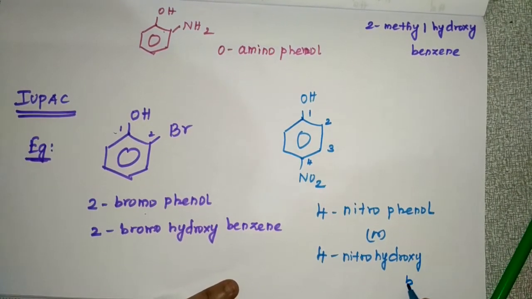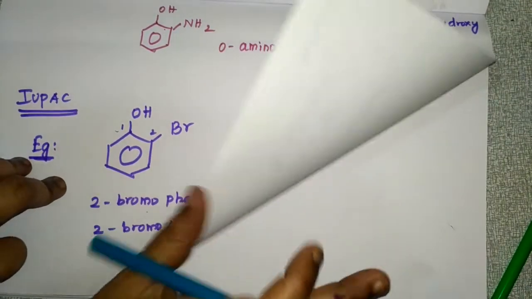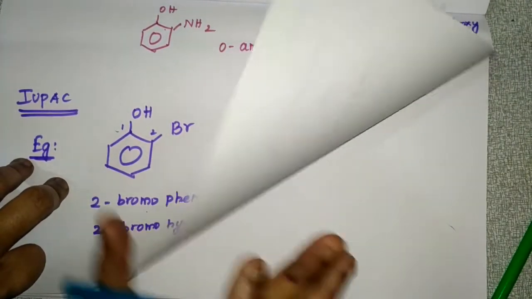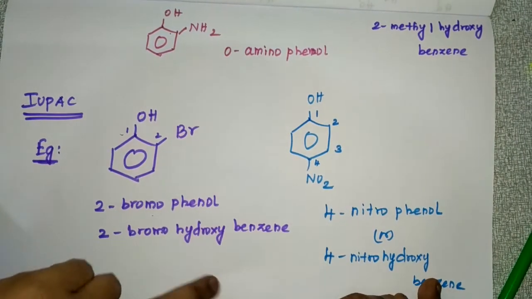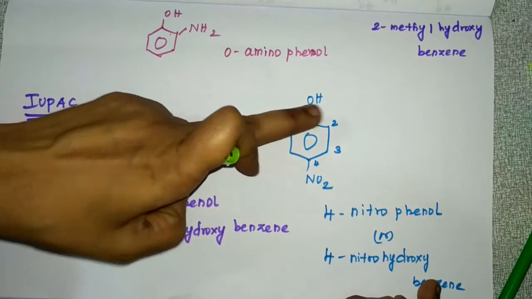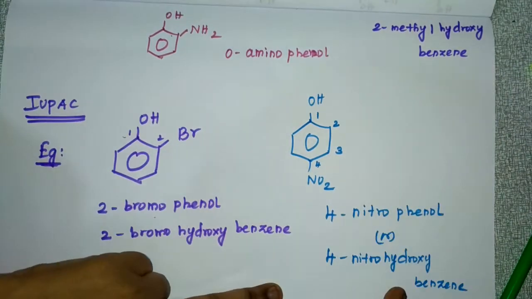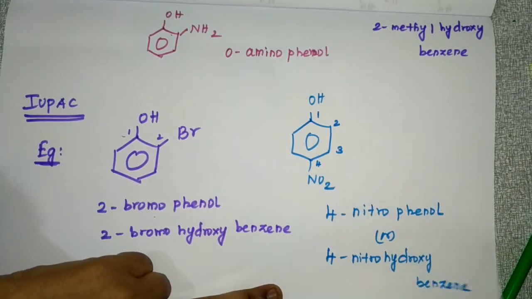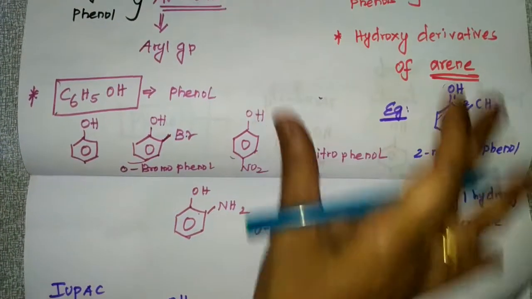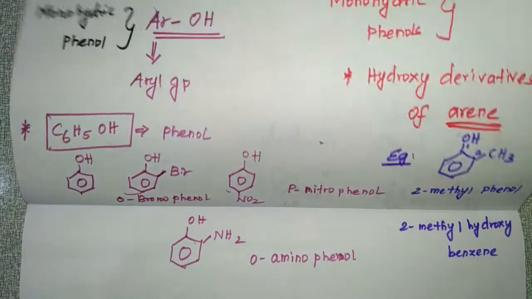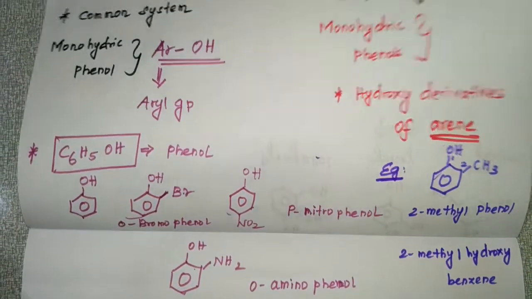4-nitrohydroxybenzene. So this is the order you have to follow. So you can write 4-nitrohydroxybenzene, or you can mention this one also, 4-nitro-1-hydroxybenzene, you can write. Okay. So this is the nomenclature of phenol. Clear?